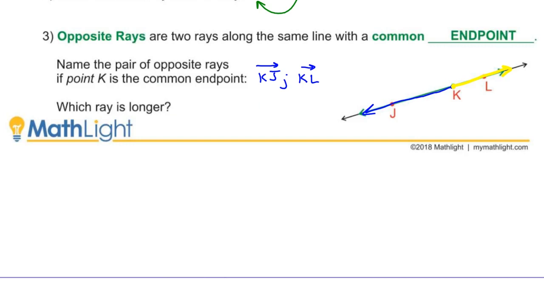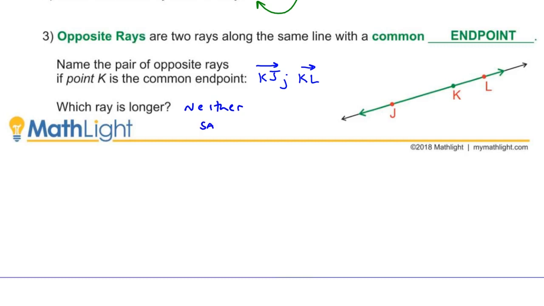Which ray is longer? Here, let me get rid of my illustrations and go back to what we had originally. Which ray is longer, ray KJ or ray KL? Which one's longer? I hope you say neither. They are the same length. Neither.